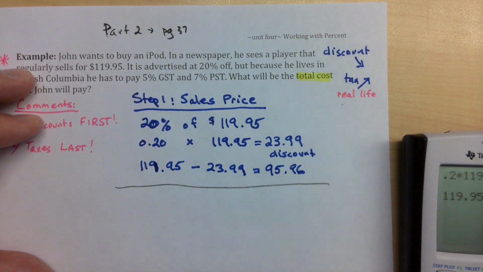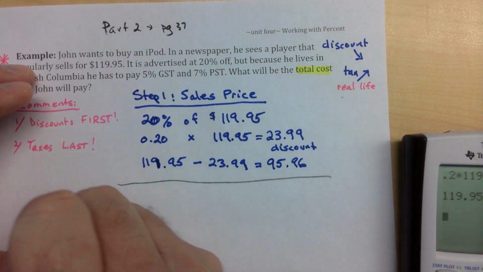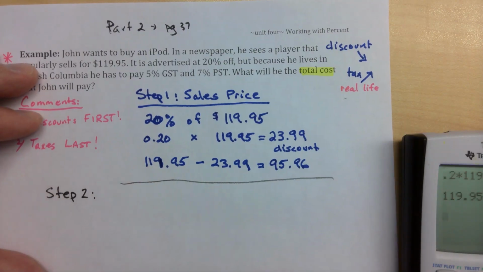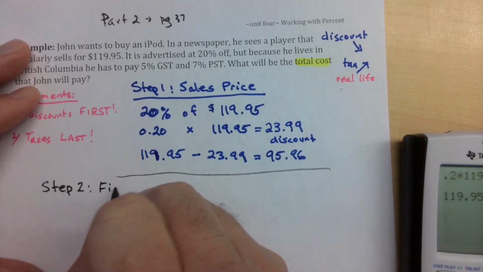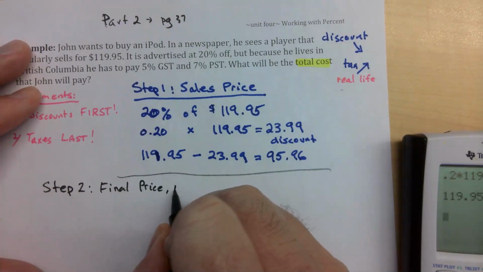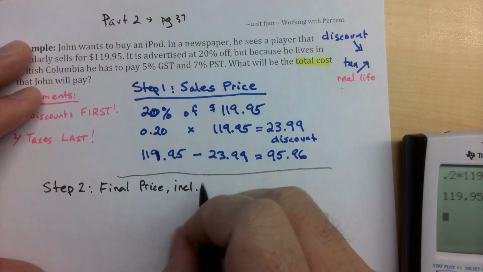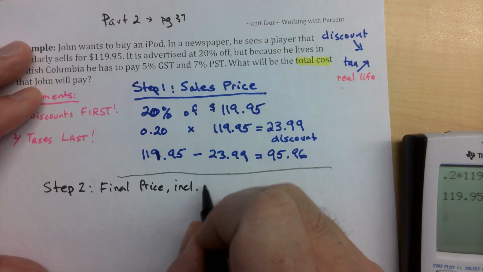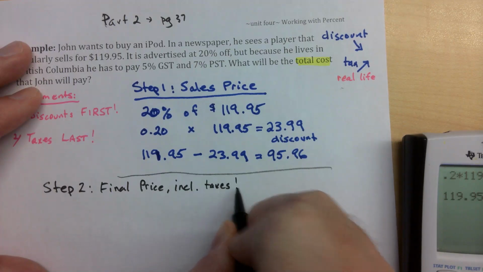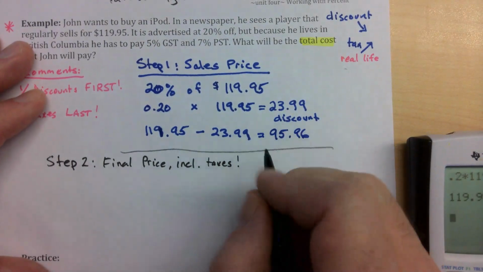Now, step 2. I'll do it in black. Step 2 would be, what's the final price? Final price including, an abbreviation for including. You see it everywhere in advertising, including taxes. All right, now this is where I'm going to use my shortcut, and I'll show you what I mean here.